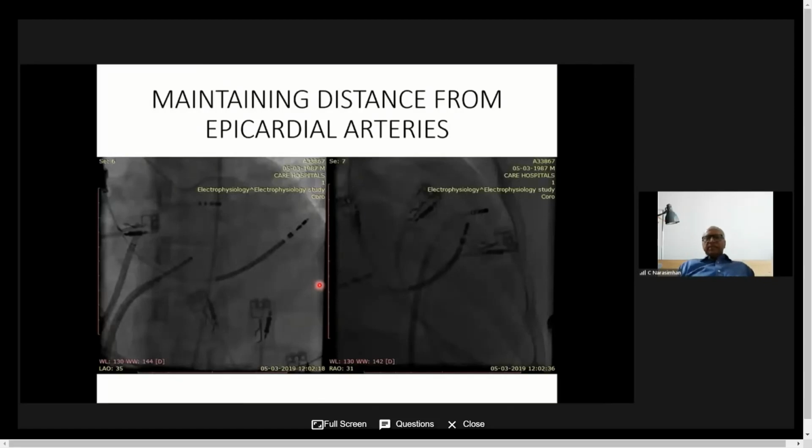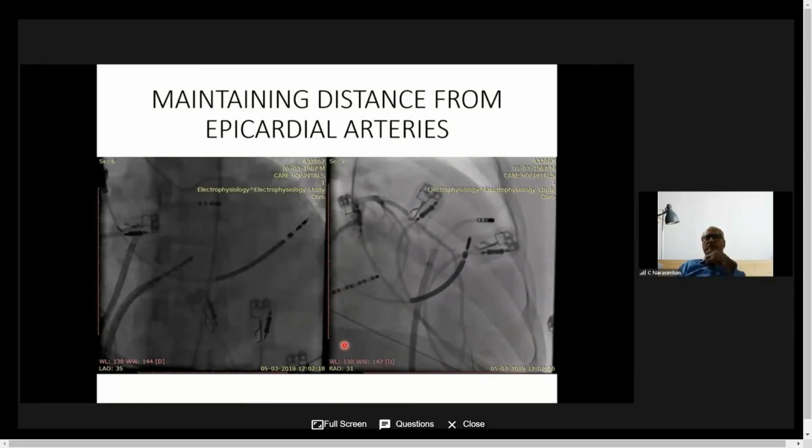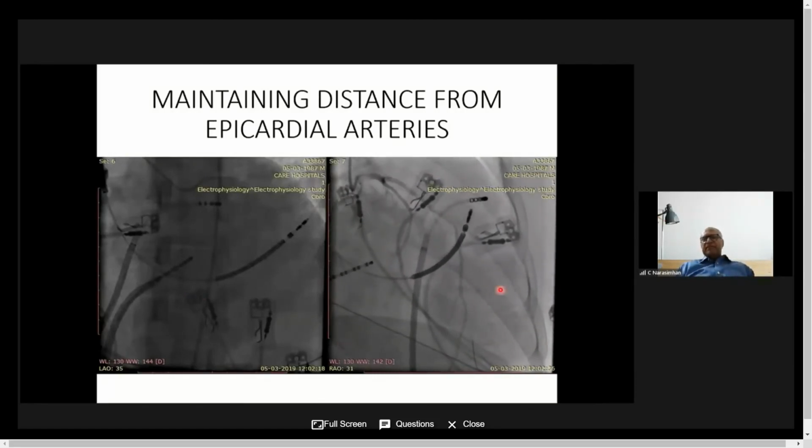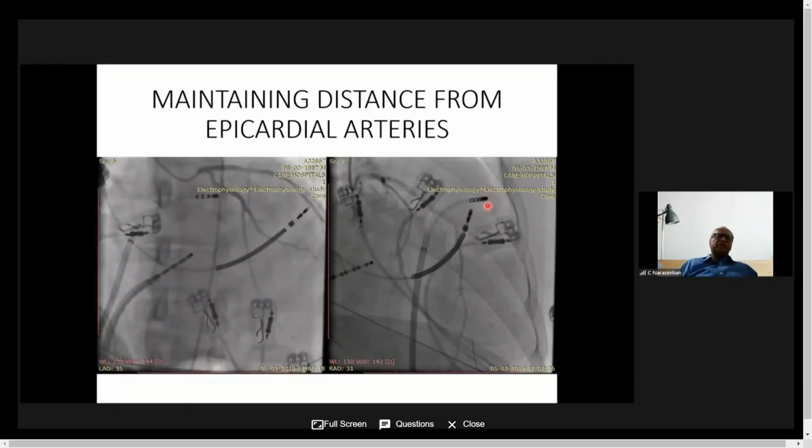It's again very important to maintain a safe distance. We take a coronary angiogram at that same time, have a catheter well deployed into the epicardial space, preferably a deflectable catheter, so that you can take it wherever you want and take an angiogram and make sure your catheter is nowhere near an epicardial coronary.